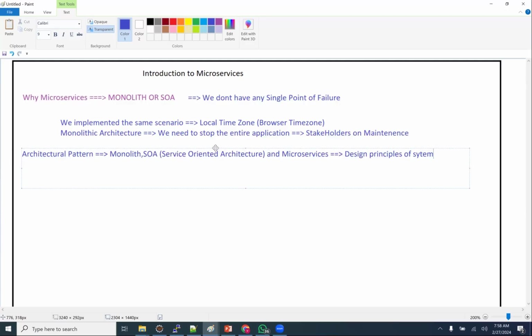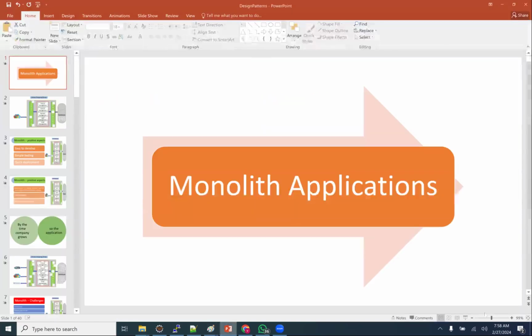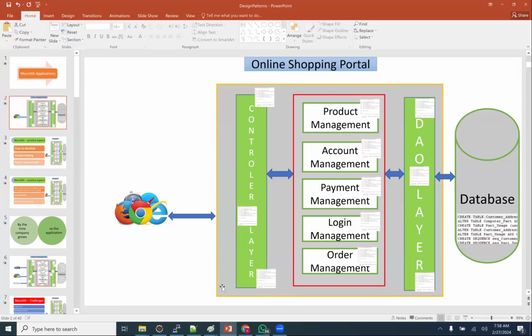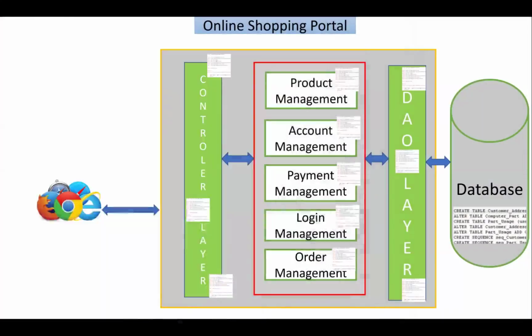Now, what exactly is the first one? Monolith. What exactly is the first system? I am taking a system, an online shopping portal. I hope everyone is able to see this. Sir, is everyone able to see my screen?